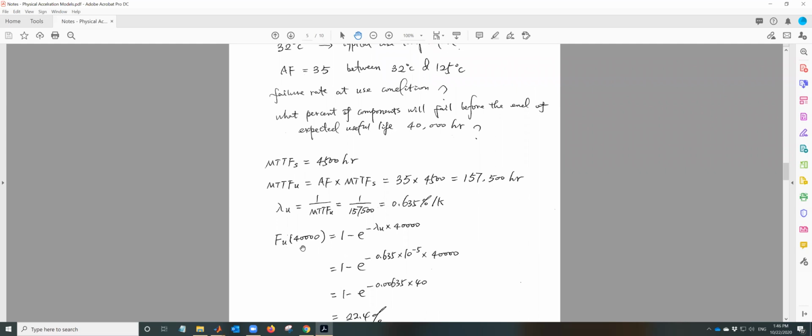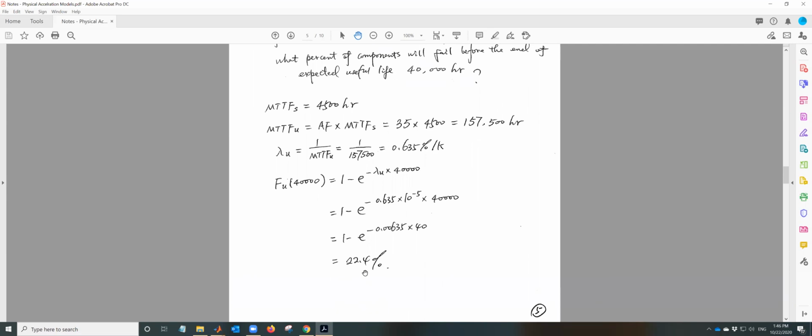So F_U(40,000), because normally we want to see a percentage, right? Equals 1 minus exponential of minus lambda U times 40,000. So what we get is 22.4%. So about 22.4% of components will fail before the end of the useful life.